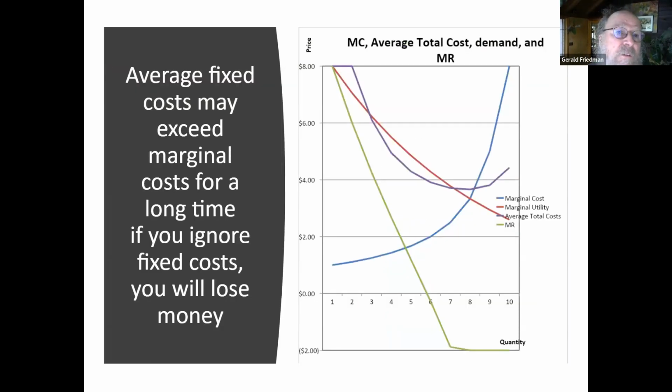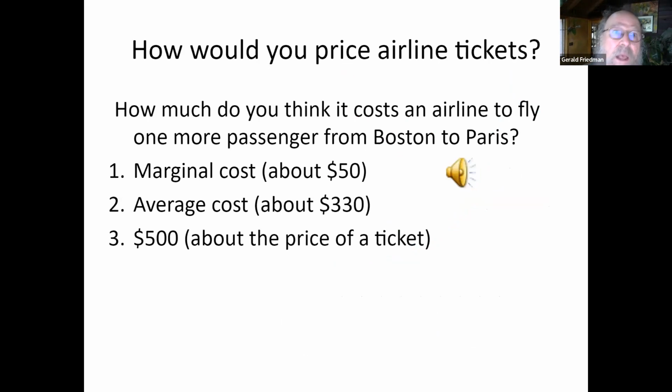Okay, average fixed costs may exceed marginal costs for a long time. If you ignore fixed costs, you'll lose money. You won't always lose money. I mean, you may be able to make money if you're really high up on the marginal cost curve. But that's taking a chance. You generally won't. How would you price airline tickets?